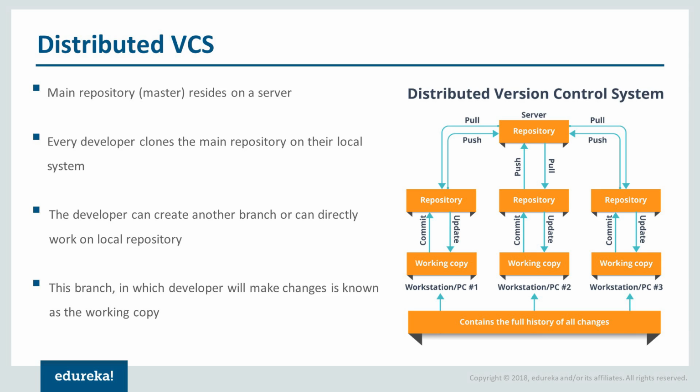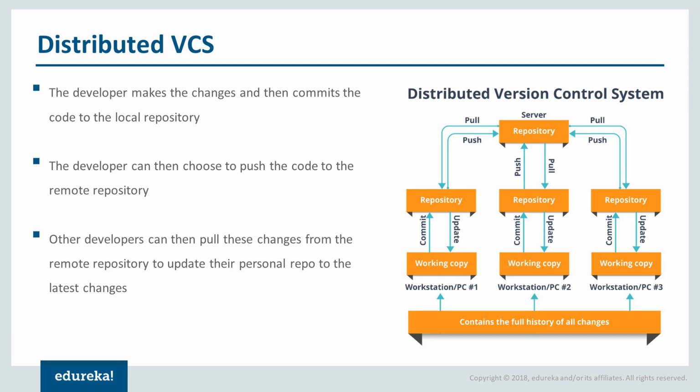So what is happening here is that I have my central repository and working copies on different workstations, three different copies, and each copy will contain the full history of all the changes. Once the developer has the working copy, they will make the changes and commit the code to the local repository. By local repository, I mean the repository residing on my system. Now once it is in the local repository, then I can decide to push the code to the remote repository. Now you see the difference. Here we are using the term commit to the local repository and we are saying pushing to the remote repository.